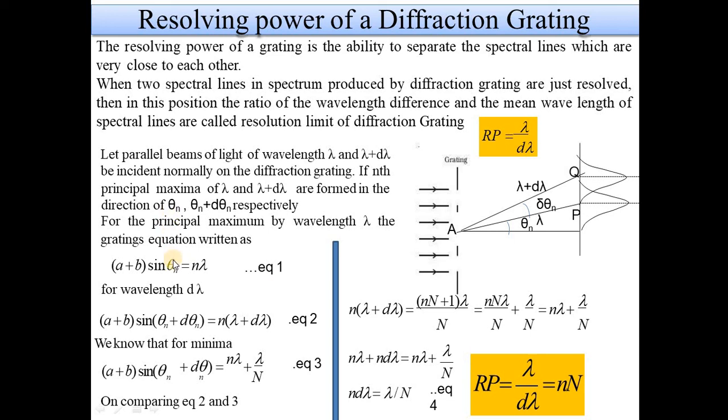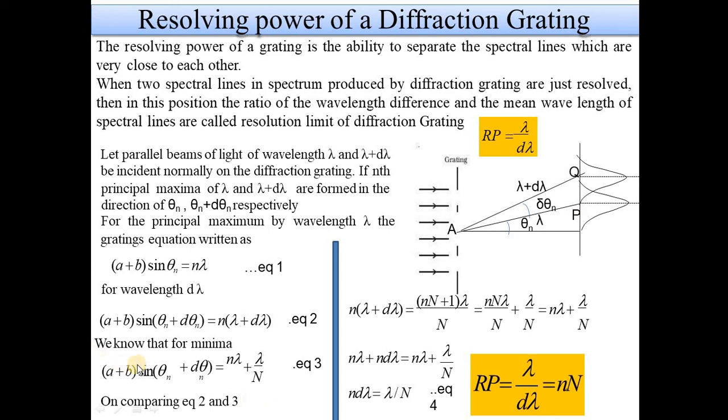And what happens next is that at the point P, you will have a principal maxima. At the same point P you will also have the minima of the adjacent maxima. Principal maxima at this point P, but here you can also see the minima of the adjacent maxima. So normally you can say that at this point P itself, what you can get?